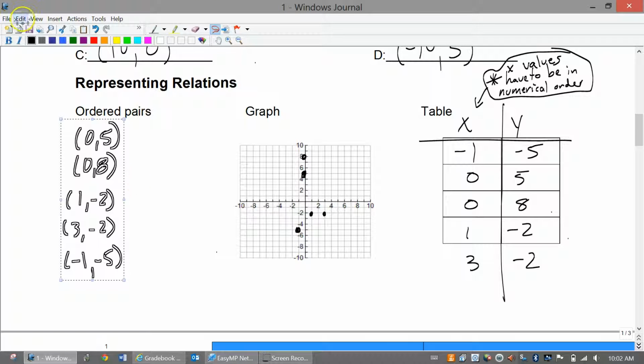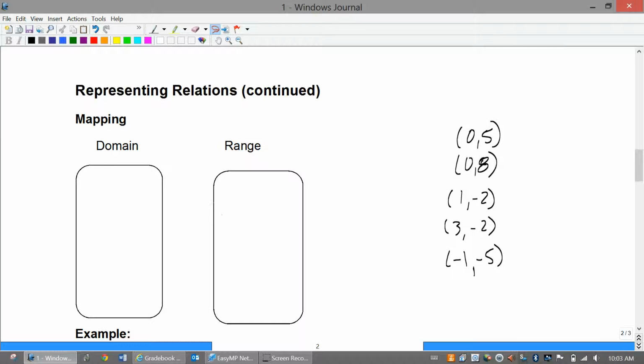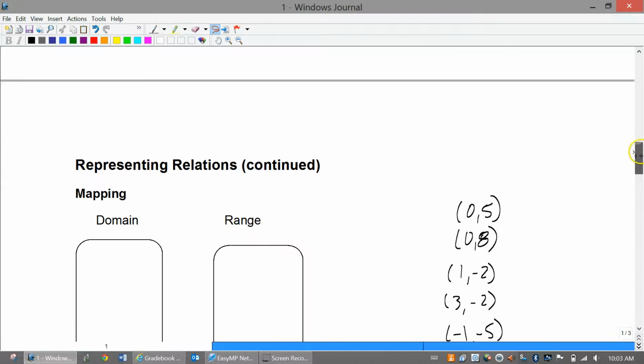There's a fourth way to represent this relationship, and that's actually on the next page. A fourth way to represent the same situation, the same relation, would be what we call a mapping. It's another kind of visual way to represent how one number maps to the other number. Before we actually do this, I need to define two words for you: the word domain and the word range. So we're just going to write that up above, right here.